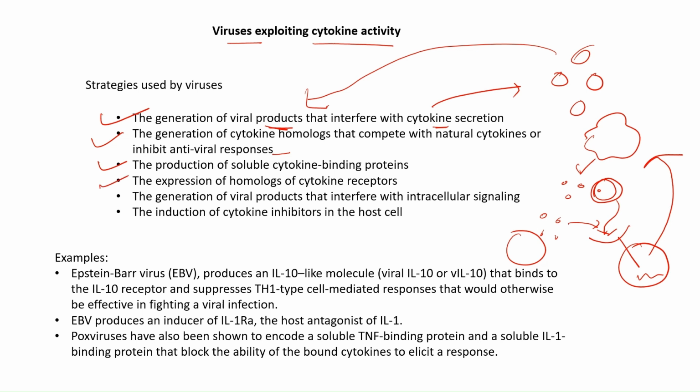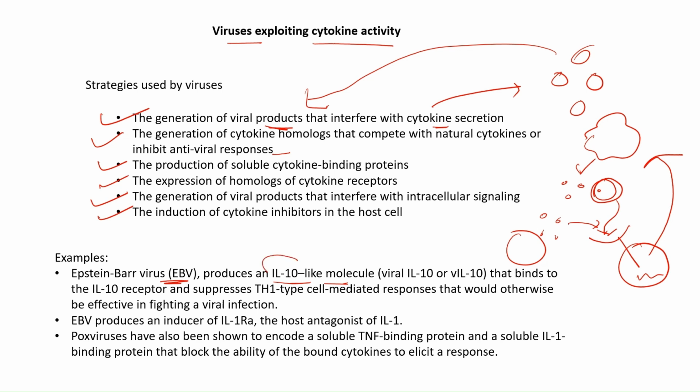Next, expression of homologs of cytokine receptors. Instead of producing the cytokines, there are viruses that produce homologs of cytokine receptors. Next, the generation of viral products that interfere with intracellular signaling, and the induction of cytokine inhibitors in the host cell. So, a few examples are mentioned. For example, the Epstein-Barr virus, which produces interleukin 10-like molecules, and not the exact interleukin 10.